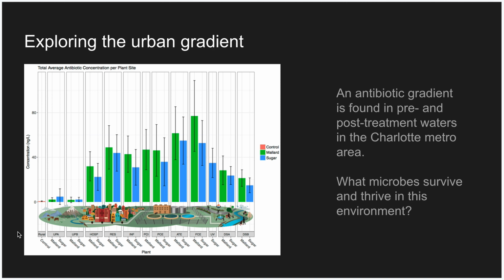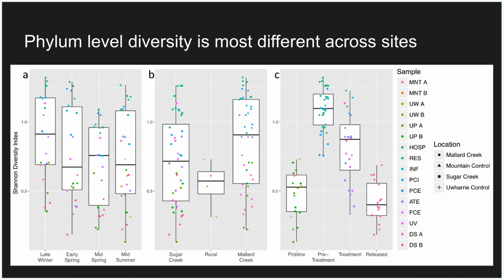So if we look at these upstream sites where there's very little contact with human activity, you aren't dealing with wastewater, you're dealing with the stream in its sort of natural state, and in our rural site, then you see a great difference in antibiotic concentrations relative to what you see in influent, what you see during the treatment process in the plant, and what you see released into downstream waters. And so, of course, we wonder what microbes survive and thrive in this environment.